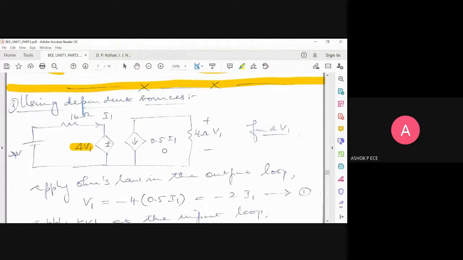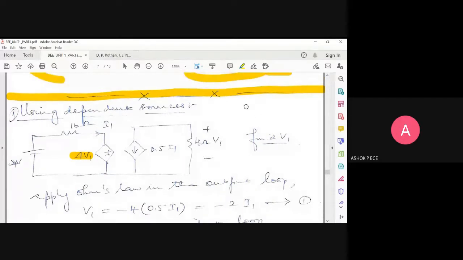See this diagram, how many dependent sources are there? Can anybody say? I got one answer as two. Is that correct? I told you, how will you identify dependent sources in a circuit? Diamond shape, sir. Yes, very good. If you have a diamond-shaped source, it's going to be a dependent source. Other sources will have a regular circular shape.